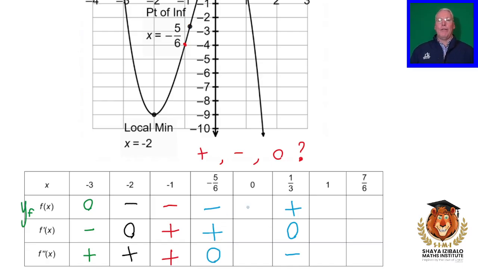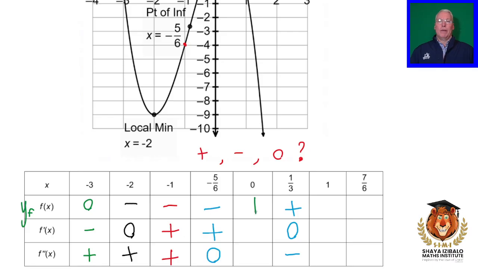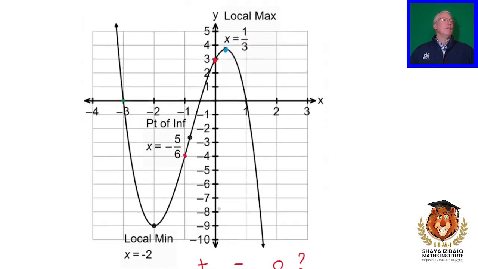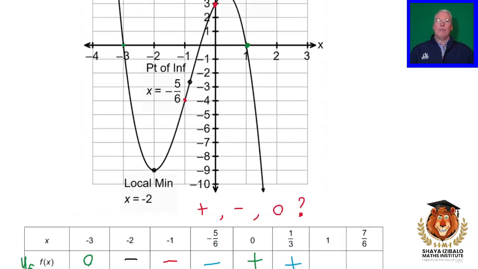Okay, next up we're going to look at 0. So we're talking about this point over here. Is the function value positive, negative, or 0? Well, it's actually 3, so it's positive. What about the gradient? We're talking about this red point over here, the gradient is positive. And then lastly, the second derivative: are we on a concave up like a cup or concave down like a frown? Concave down like a frown. So positive and negative.